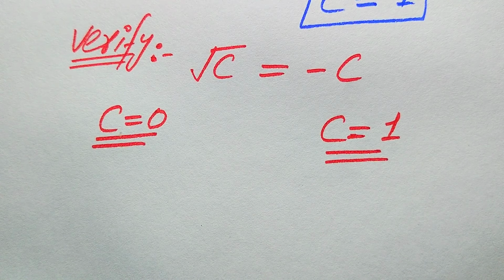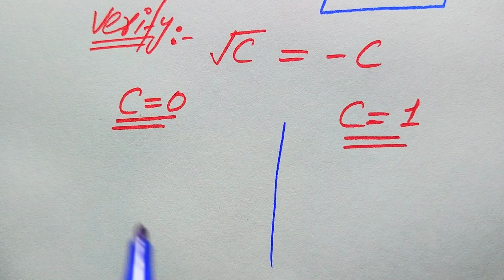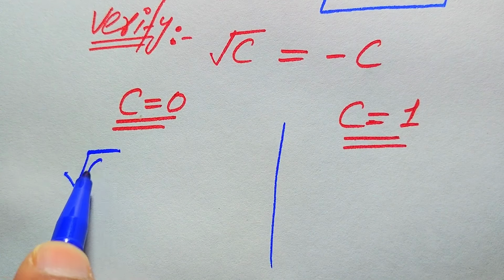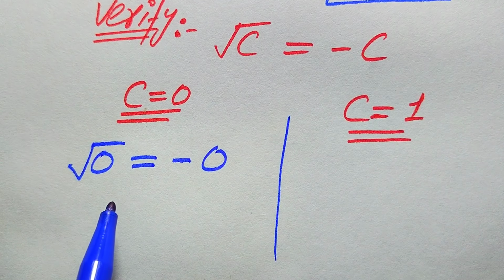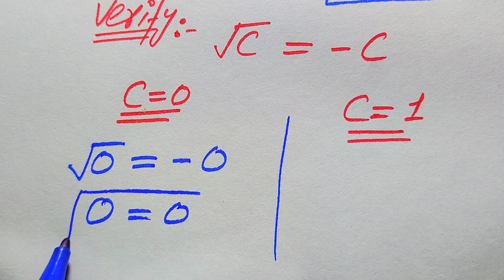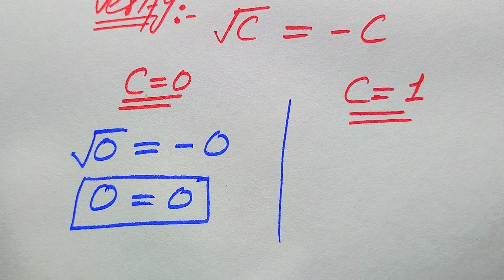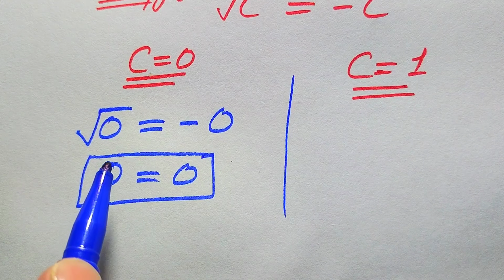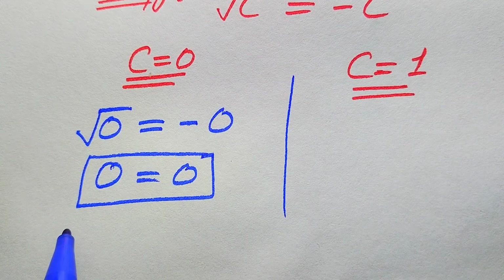So here we substitute c equals 0 on both sides of the above equation, and it will be written as square root of 0 equals minus 0, and we know that square root of 0 becomes 0, so 0 equals 0. This shows that both sides are equal, and if both sides are equal, this concludes that the value c equals 0 satisfies our given question statement.